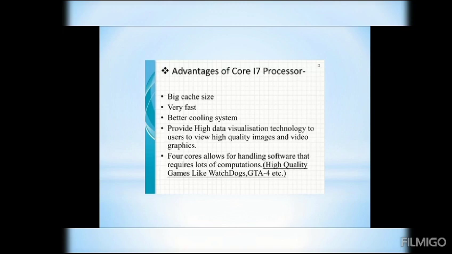Advantages of the Core i7 processor: big cache size, very fast, better cooling system, and it provides high data visualization technology to the user to view high quality images and video graphics. Four cores allow for handling software that requires a lot of computation, and high quality games like Watch Dogs, GTA 4, etc.